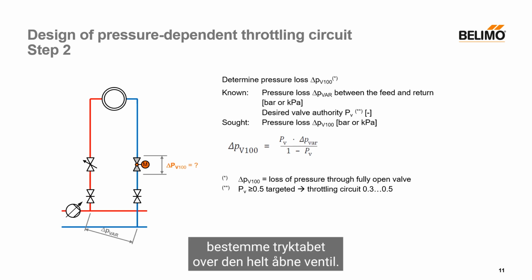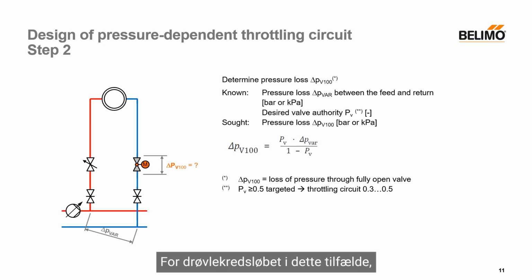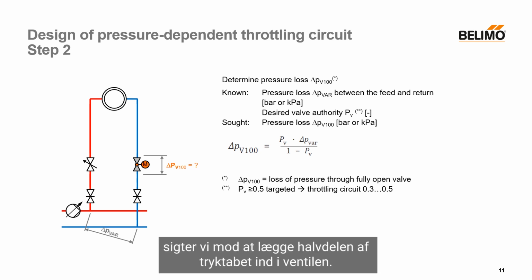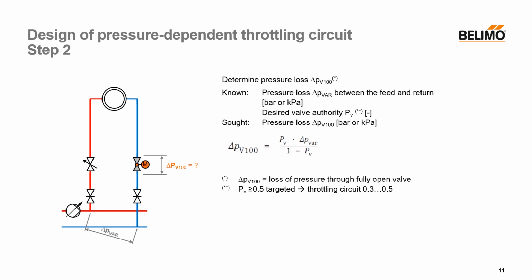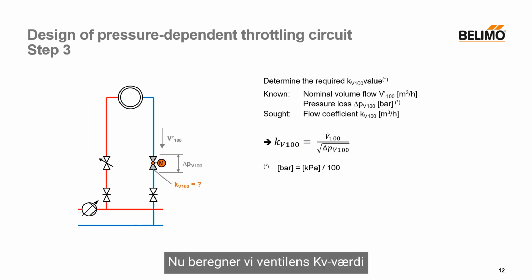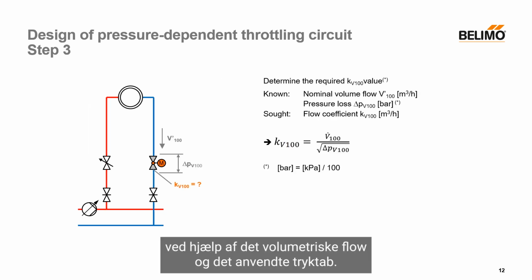Next, we determine the pressure loss across the fully open valve. For the throttling circuit in this case, we aim to put half of the pressure loss into the valve. That means a valve authority of 0.5. Now we calculate the kV value of the valve with the help of the volumetric flow and the applied pressure loss.